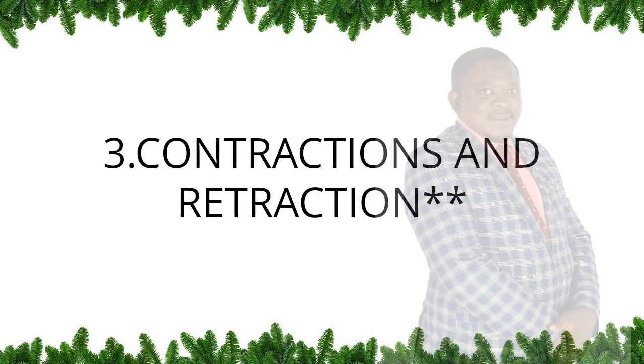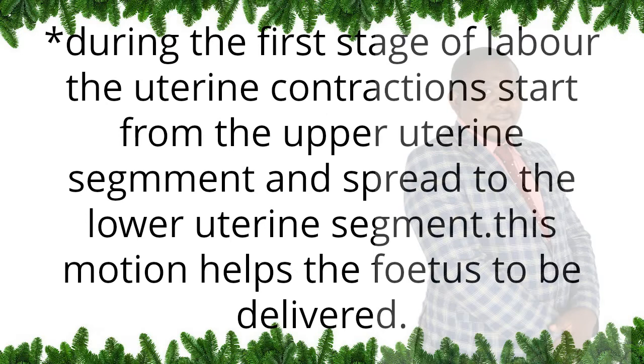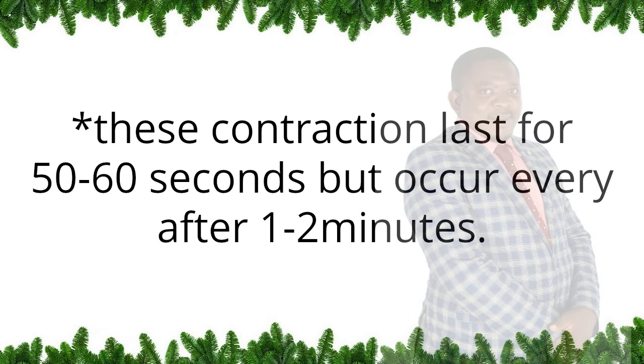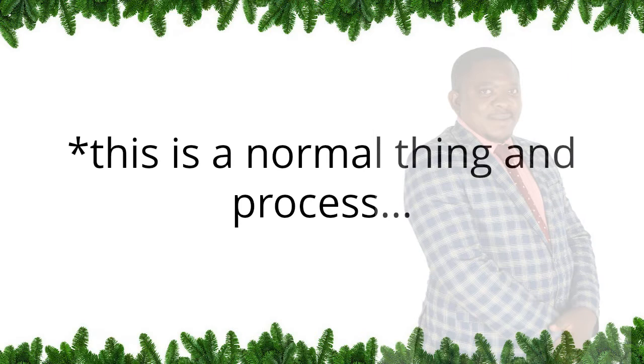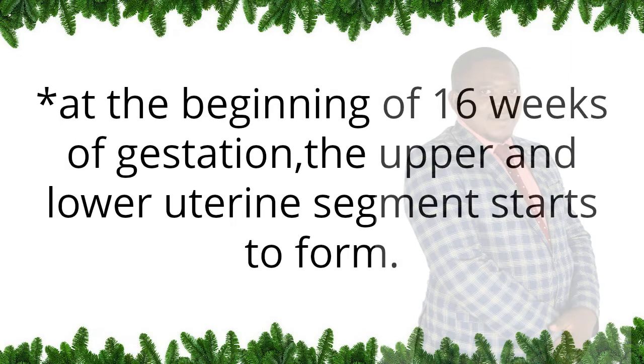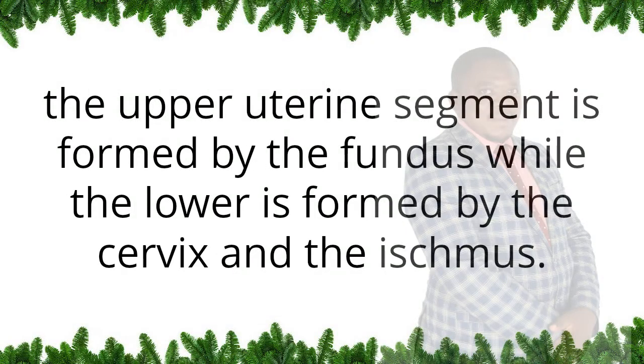3. Contractions and retraction. During the first stage of labor, the uterine contractions start from the upper uterine segment and spread to the lower uterine segment. This motion helps the fetus to be delivered. These contractions last for 50 to 60 seconds, but occur every 1 to 2 minutes. 4. Formation of upper and lower uterine segment. This is a normal process. At the beginning of 16 weeks of gestation, the upper and lower uterine segments start to form. The upper uterine segment is formed by the fundus, while the lower is formed by the cervix and the isthmus.